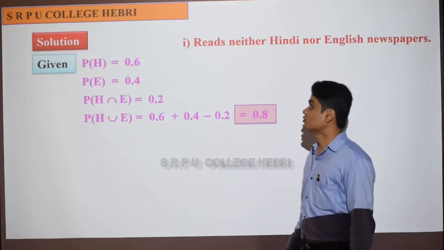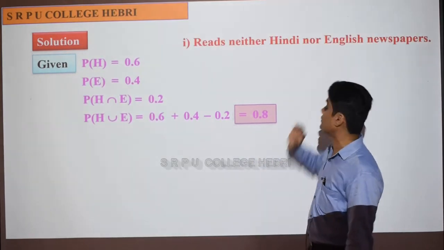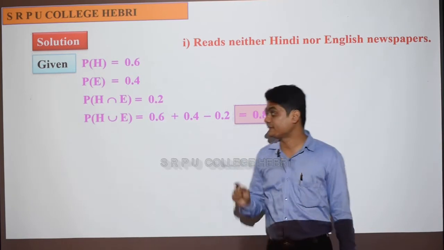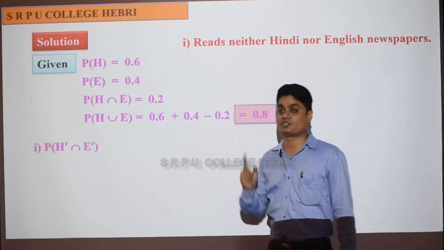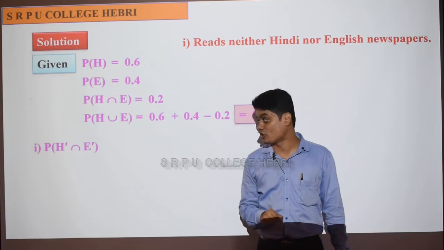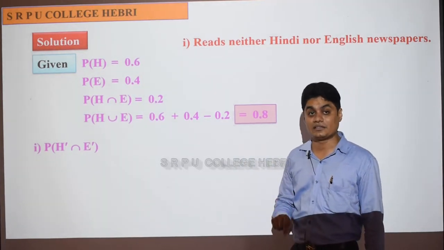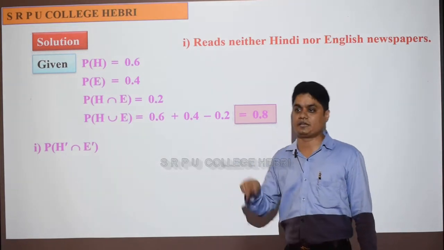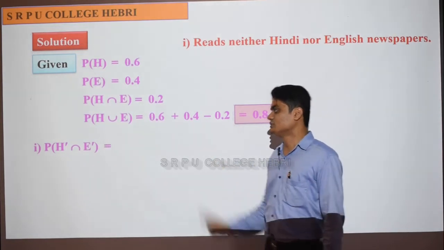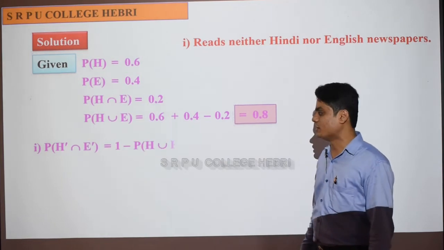Observe carefully. So what is the first question? Read neither Hindi nor English. What does that mean? Probability of E complement intersection H complement. Remember, H complement intersection E complement. Neither nor is neither A complement and B complement. So this is also equal to 1 minus probability of H union E.